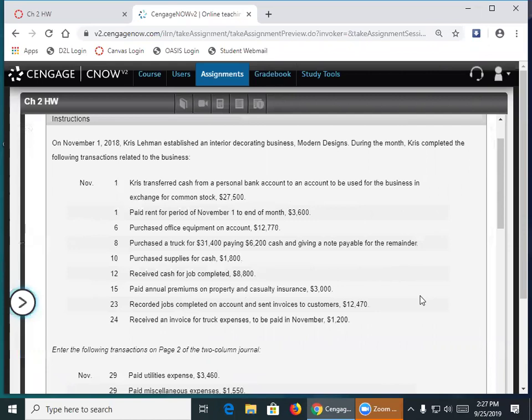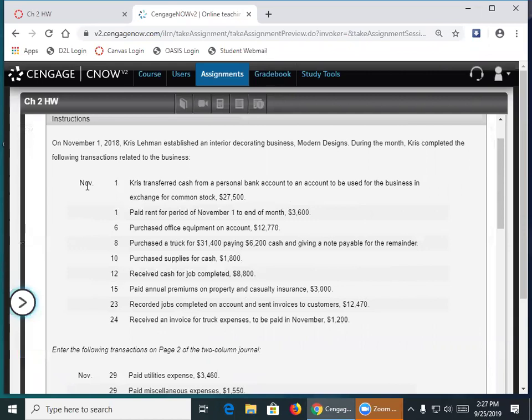She established an interior decorating business, Modern Designs. During the month, Chris completed the following transactions. So we're given a list of transactions that we're going to journalize. And then we have a page 2 down here as well. So it's one whole month's worth of transactions. Well, let's do the first couple together.